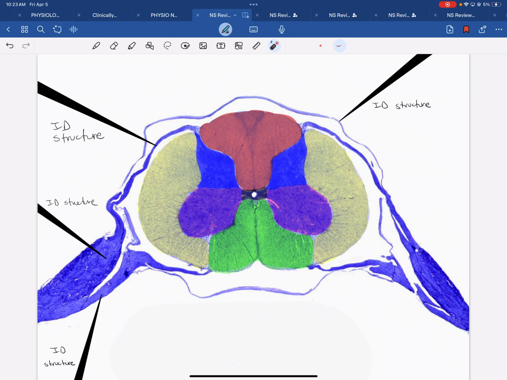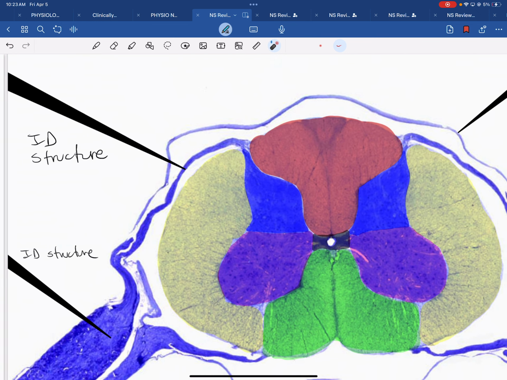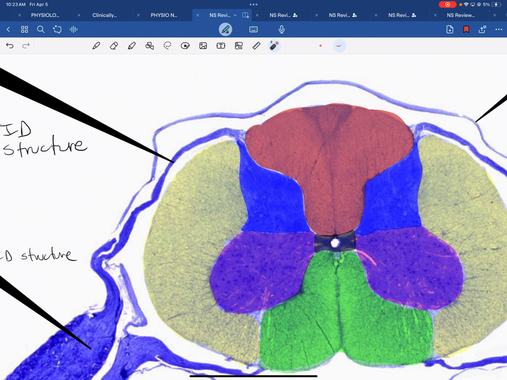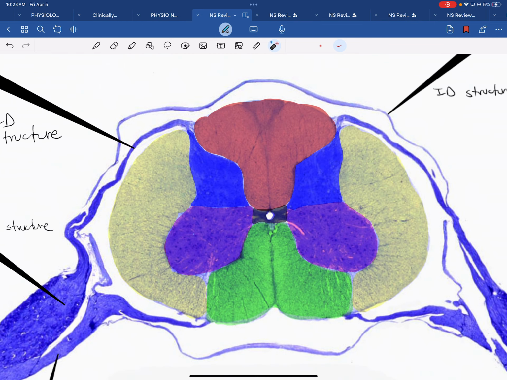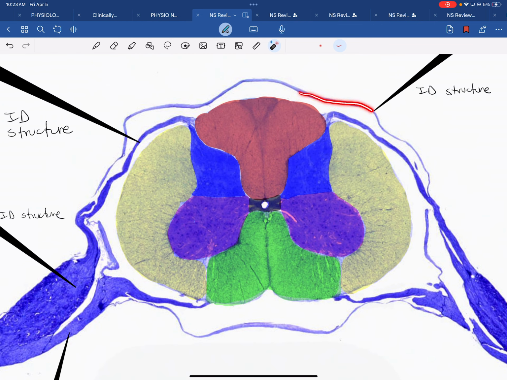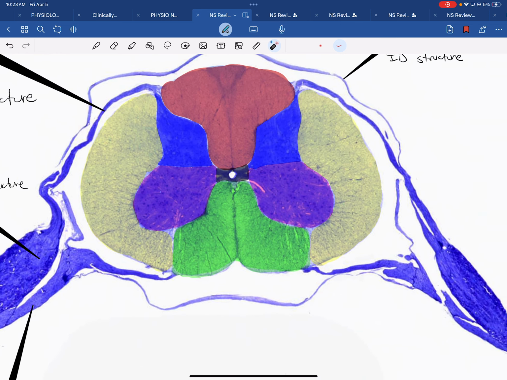So here's a cross section of spinal cord. What is this? Posterior root ganglion. Good. What is this? Anterior root. Good. Here, posterior rootlet. It's kind of tough to tell, but this is probably posterior root, because it's all together, but here it looks more spread out. Here, this is the dura mater. Good.